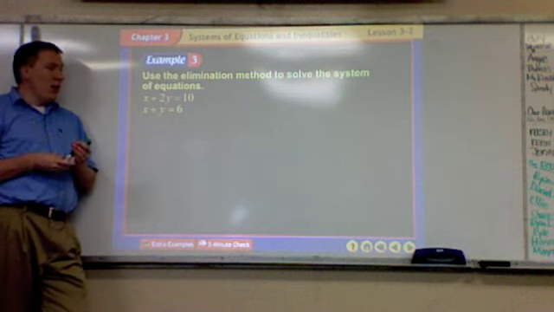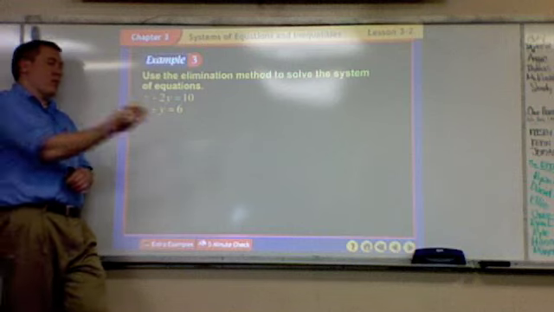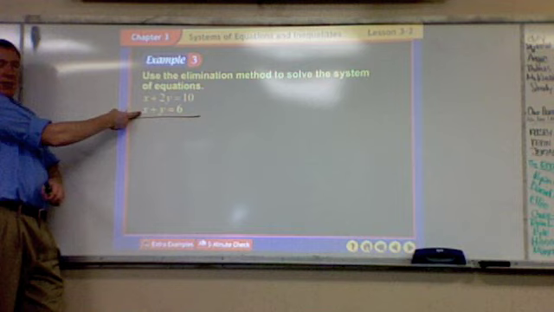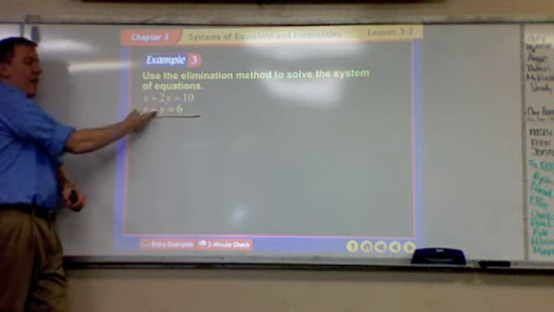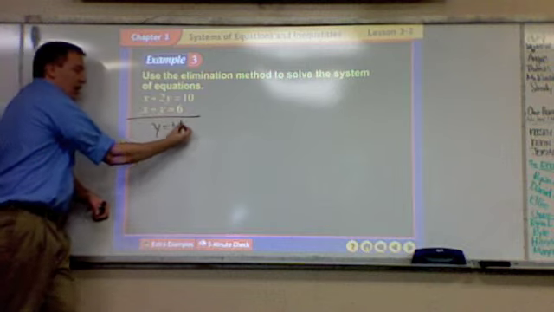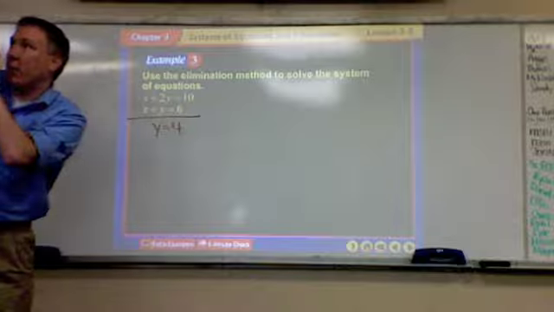Yes. If they're already identical, you can subtract. What's x minus x? 0. What's 2y minus y? Y. What's 10 minus 6? 4. The key idea is that if I start subtracting, I have to subtract with every piece.